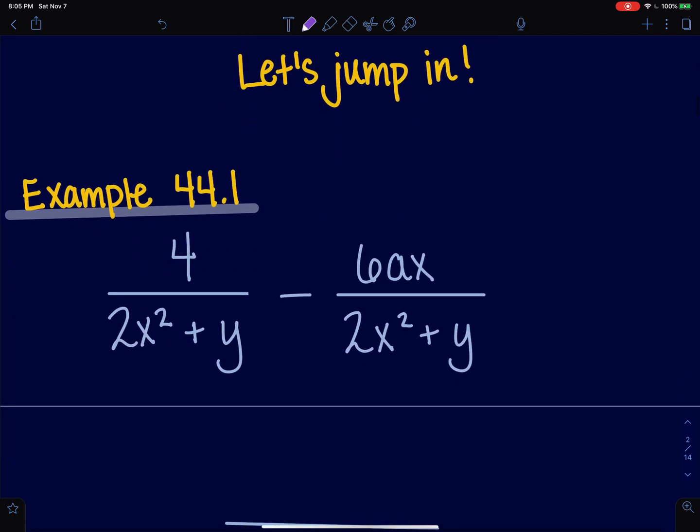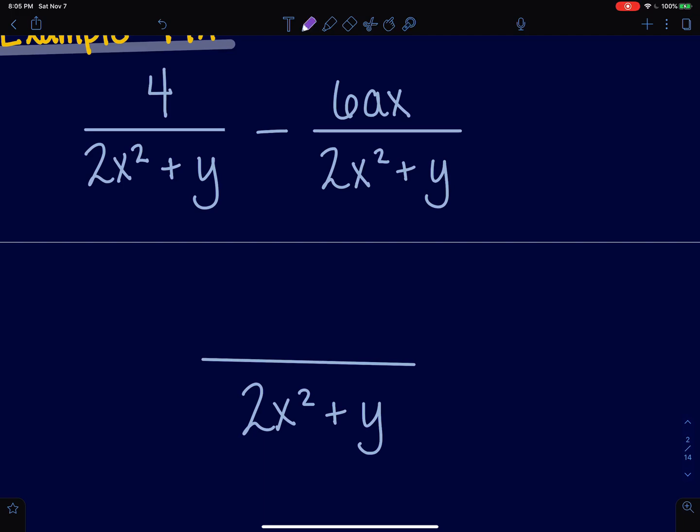Okay, example 44.1. We are going to add these two things together. And even though it says add, I want you to notice something very important: there is a minus sign here. So we are going to have to keep that in mind for sure, okay? Now the denominators are the same, so I kept the denominator the same down here. That's going to be the denominator of the answer. So what do we do with the tops?